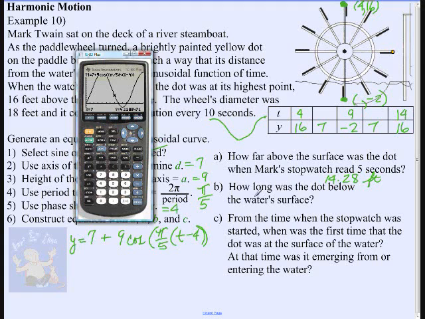Yes. How long was the dot below the water surface? So we're going to trace that to do an estimate. We could do exact. That's pretty close, isn't it? So 7.89 when it first goes underwater. This is in just one cycle. And now what time is it when it gets back to the surface? 10.1.